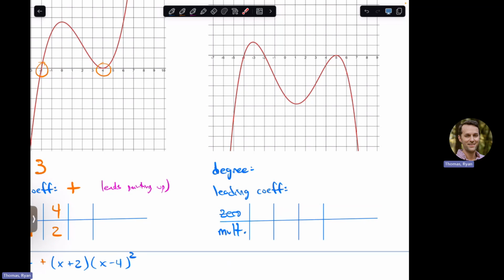Leading coefficient's negative from the end behavior. The other thing the end behavior tells us is that these go the same direction, so the degree's got to be even, because they go the same way. Yeah, good. So the degree's got to be even, and it's got to be 4 or bigger. 4 is an even number, so the smallest it could possibly be is 4. And the leading coefficient's got to be negative.